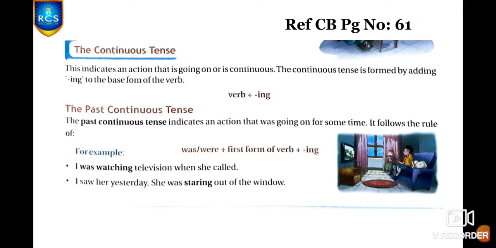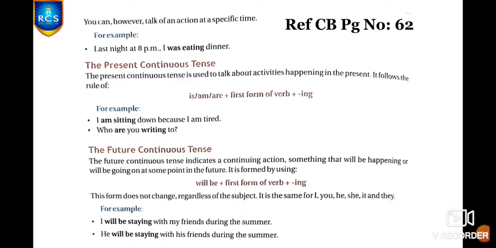I was watching television when she called. I saw her yesterday. She was staring out of the window. And you can, however, talk of an action at a specific time. For example, last night at 8 p.m. I was eating dinner. Okay, clear, children?